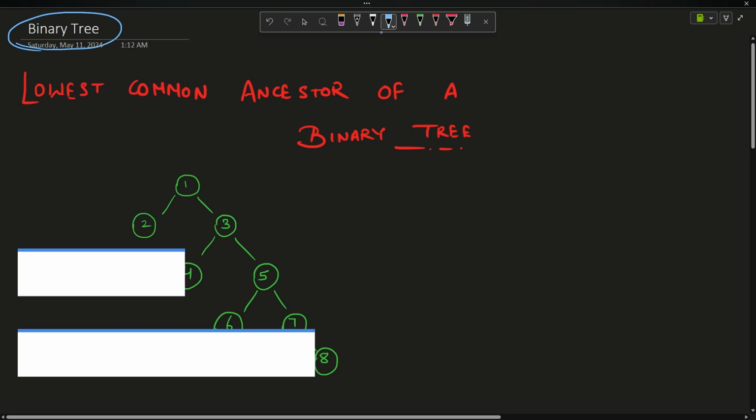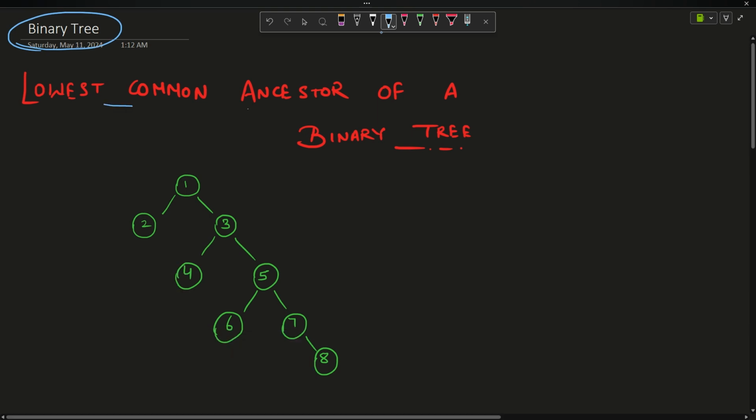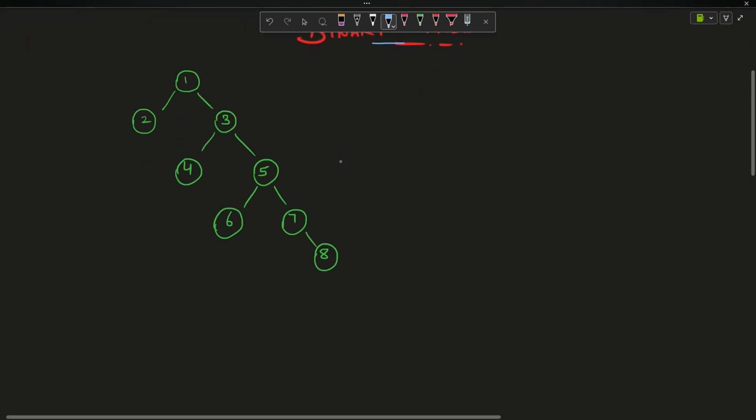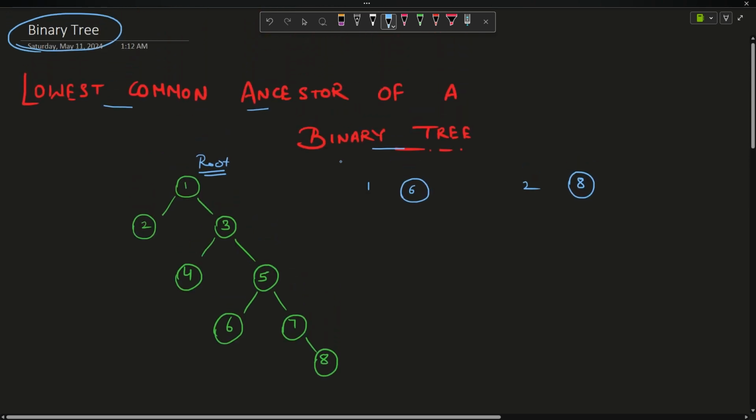We are going to solve the problem of finding the lowest common ancestor of a binary tree, right? As you can see, the problem says that you are given a binary tree. This is obviously the root of the binary tree given to you. Along with this, you are given two nodes. Suppose the first node given to you is 6 and the second node is 8. You have to find the lowest common ancestor of these.